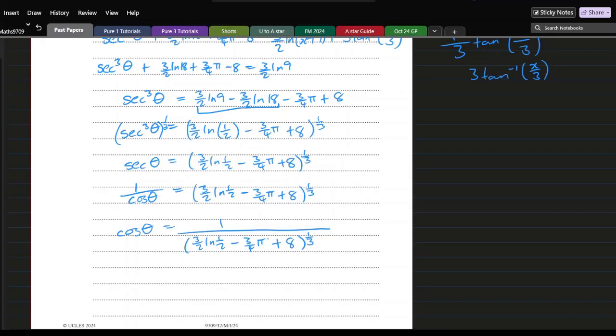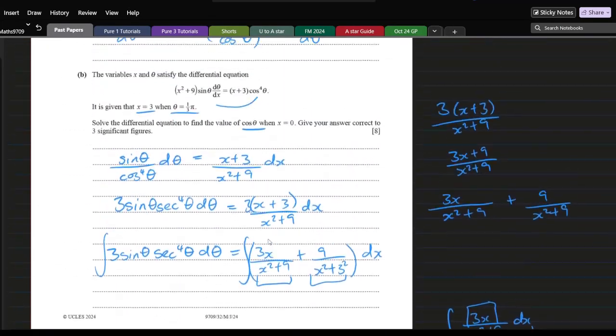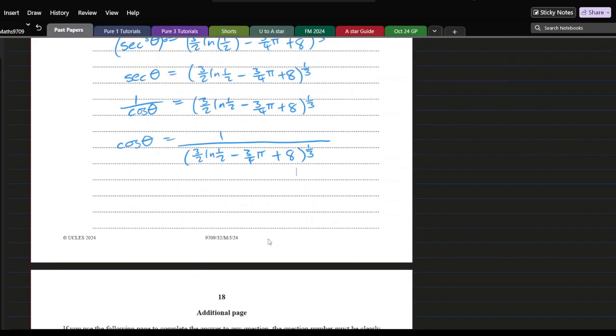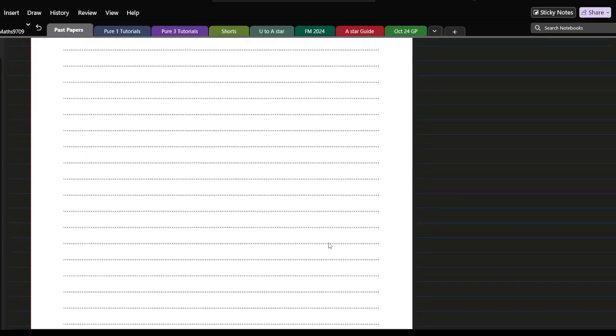Do they specify whether they want it in exact form or to 3 significant figures? We can punch this into the calculator, and this gives us a final answer of 0.601, correct to 3 significant figures. And I believe that is the paper.